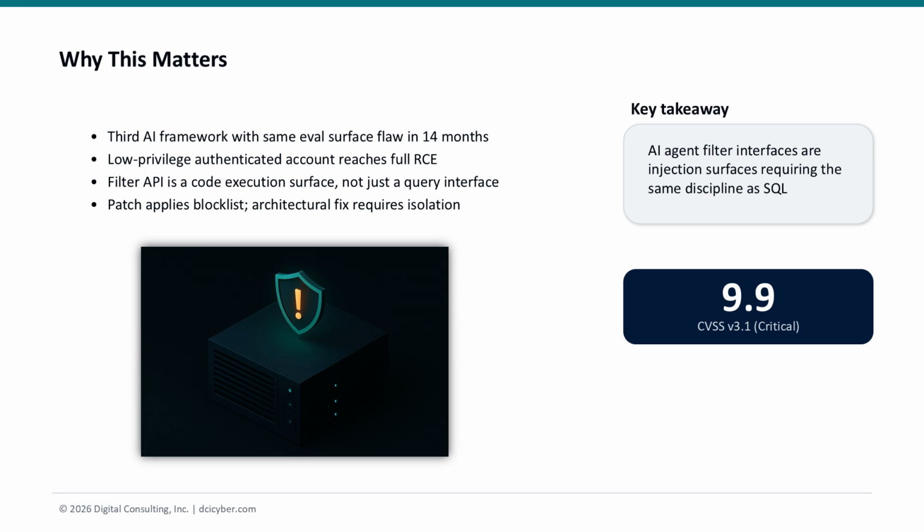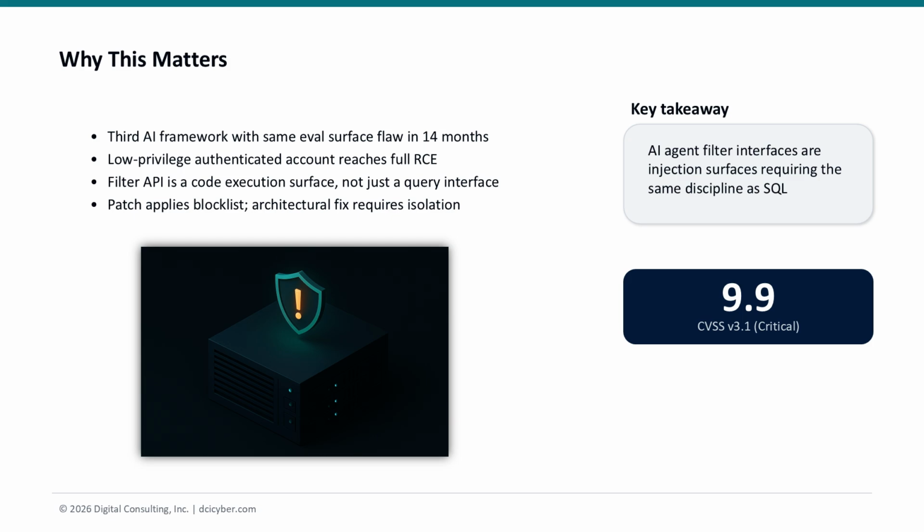The CVSS score is 9.9 critical. The GitHub CNA published 10.0, but the actual vector, scope changed, privileges required low, calculates to 9.9 under the CVSS 3.1 formula. Critical, either way. What makes this one architecturally significant?